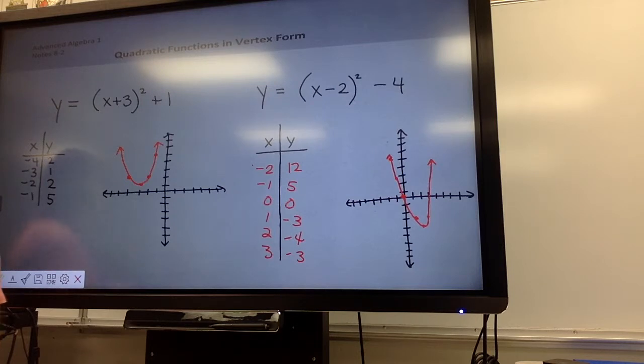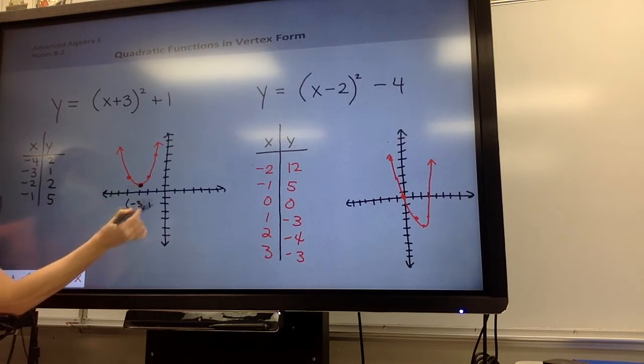Where was our vertex almost always yesterday? 0, 0. On this graph, we used these values. Where's the vertex of this graph? -3, 1. This would be the vertex down here, and that point is at -3, +1.